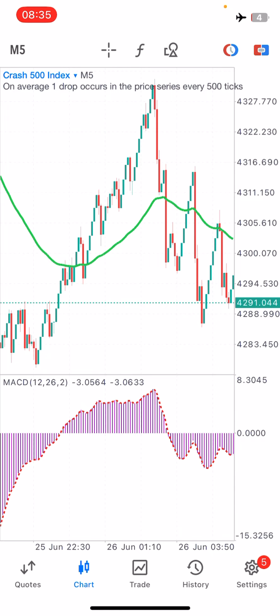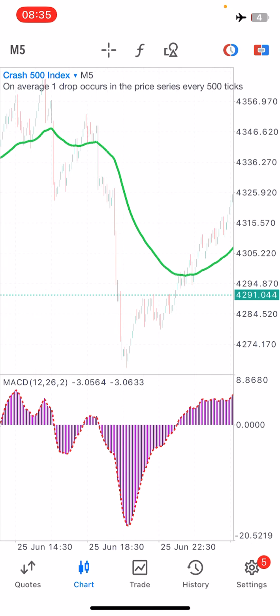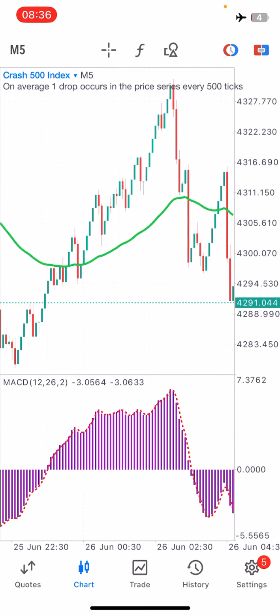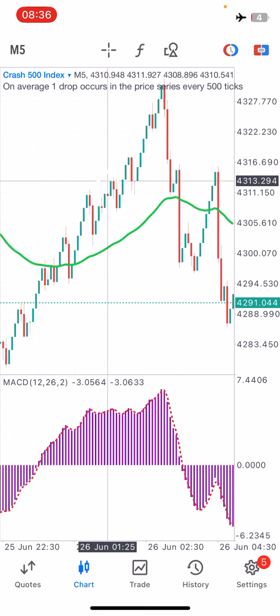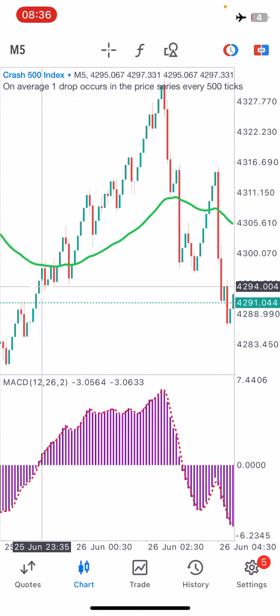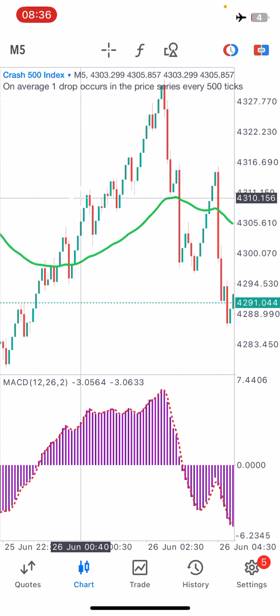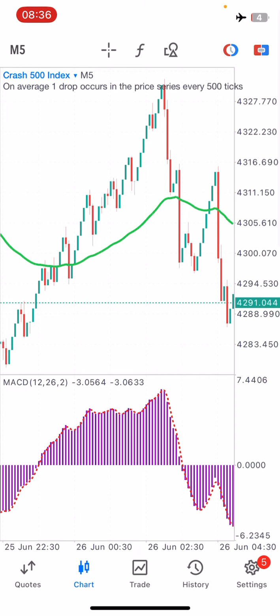Number one, you need to understand your market structure. How do you understand it? The moment you see candlesticks being above our green line, this indicates that we are now in a bullish trend. Although we are on a 5-minute time frame, it means that it's not a long-term upward trend, but just a short term one.